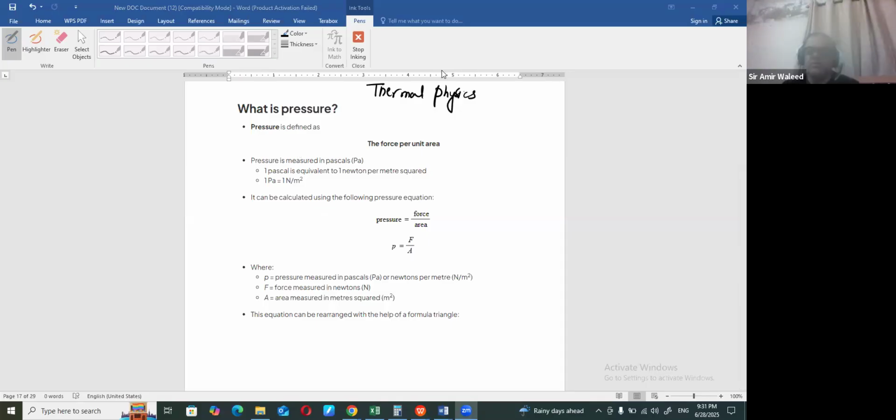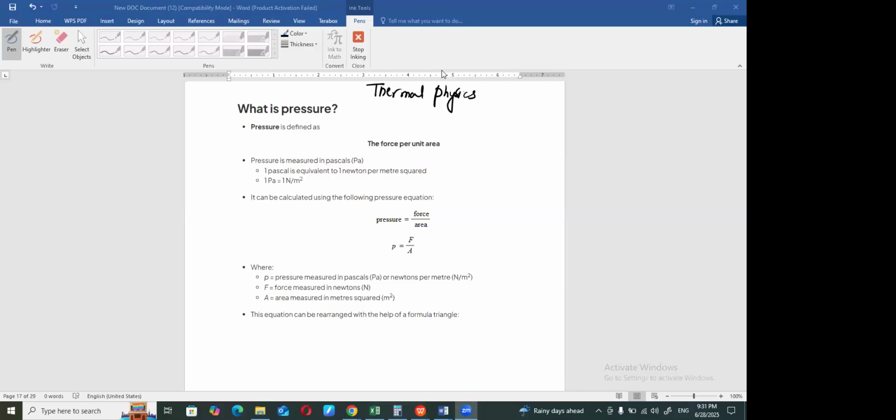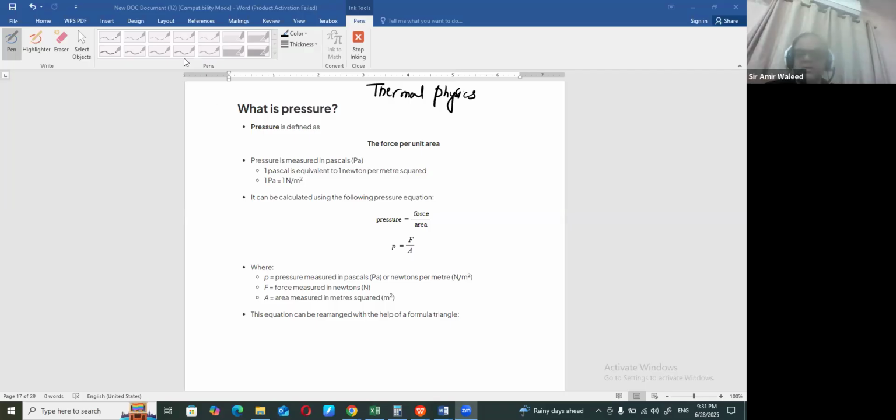So basically, what exactly is it? It is called pressure. Now, what is pressure? Pressure is just defined as force per unit area, right? You apply a force, and that force is divided by the area, and that is what we call force per unit area. So force per unit area is called pressure.